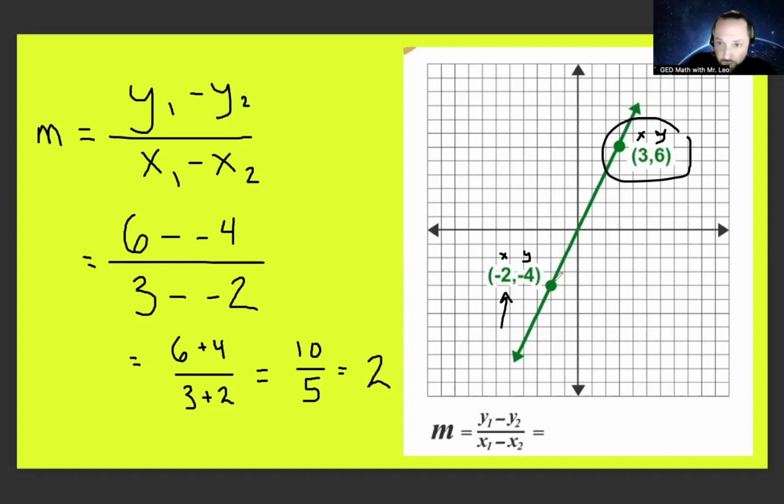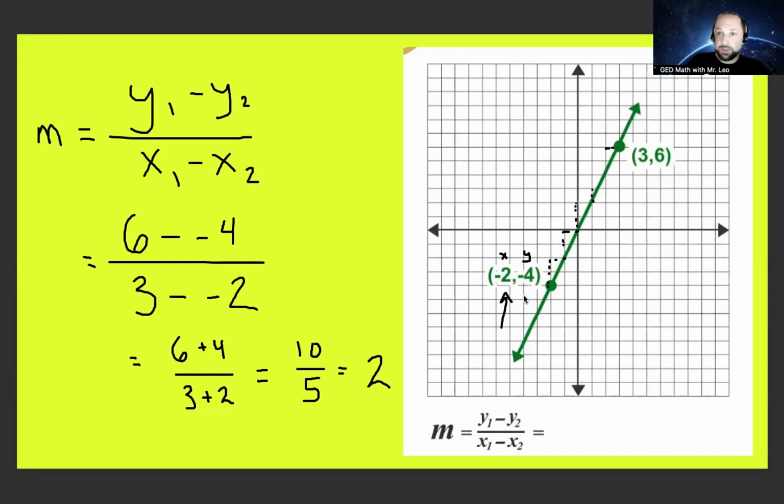Prove it. Well, here we go. Up 2 over 1. Every time it rises 2, it goes 1 click forward. Up 2 over 1. That's it. 2, 2, 2. It's increasing by 2 every time.